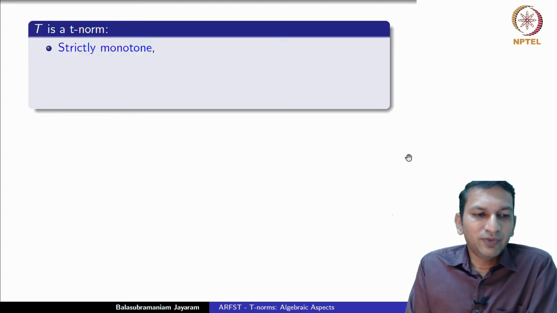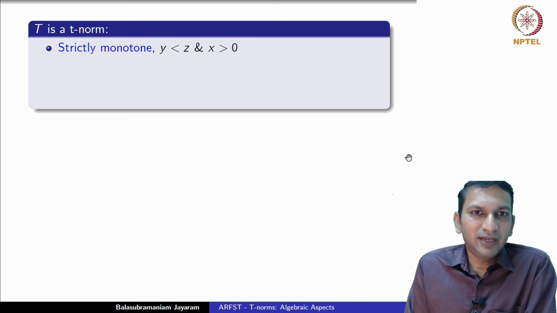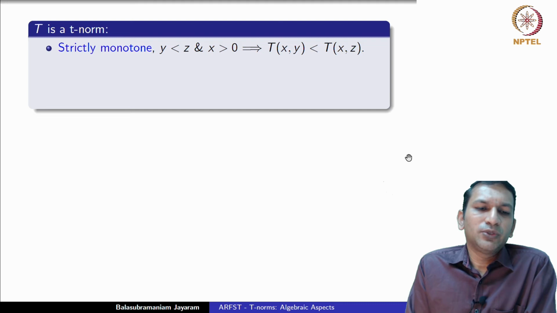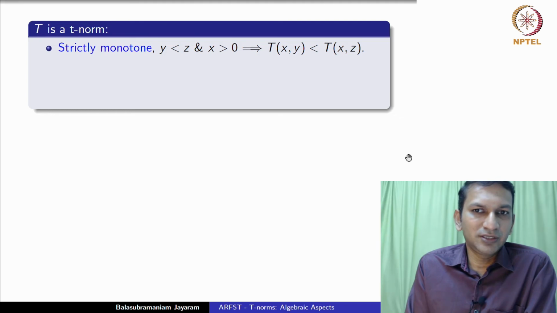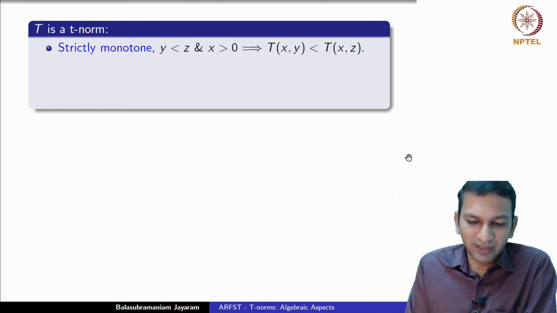Given a T-norm, we say it is strictly monotone if, for x greater than 0 and y less than z, we have T of x,y is less than T of x,z. Essentially, it says that it should be strictly increasing other than on the boundary. When x is 0, it is a constant 0 anyway. Everywhere else it should be strictly increasing.